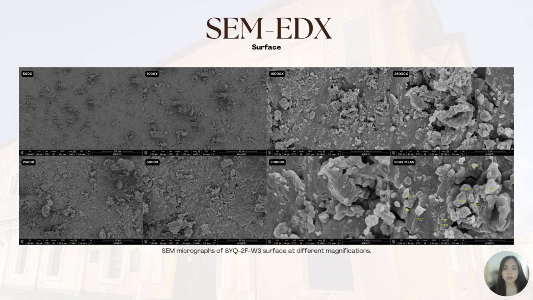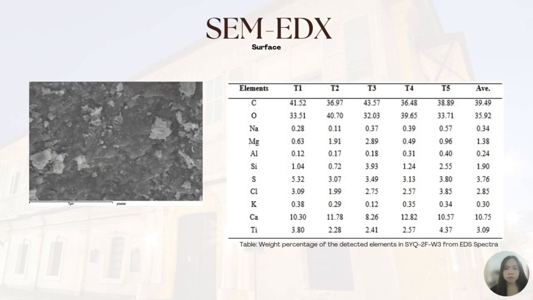EDX analysis was conducted to determine the elemental composition. EDX analysis confirmed a predominantly lime-based plaster with high carbon and oxygen, indicating calcium carbonate formation. Calcium reinforced this, while sulfur suggested gypsum from environmental exposure or additives. Low silicon indicated minimal sand, pointing to a fine plaster or lime wash. Minor elements like magnesium, aluminum, potassium, and titanium likely came from impurities or historical additives. Chlorine suggested salt contamination, while titanium may be from mineral inclusions or pigments.